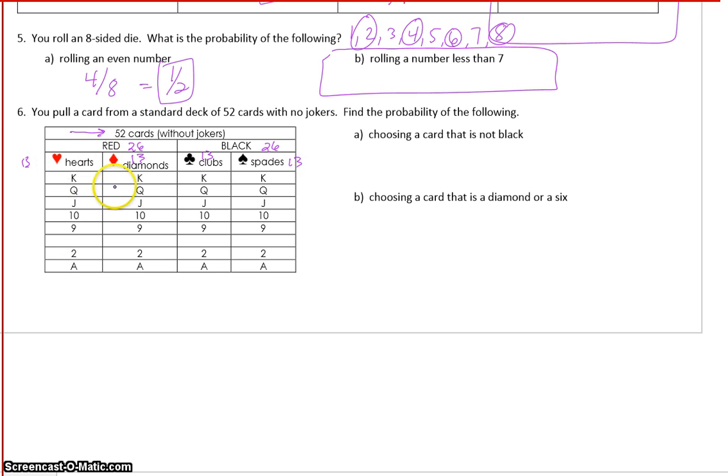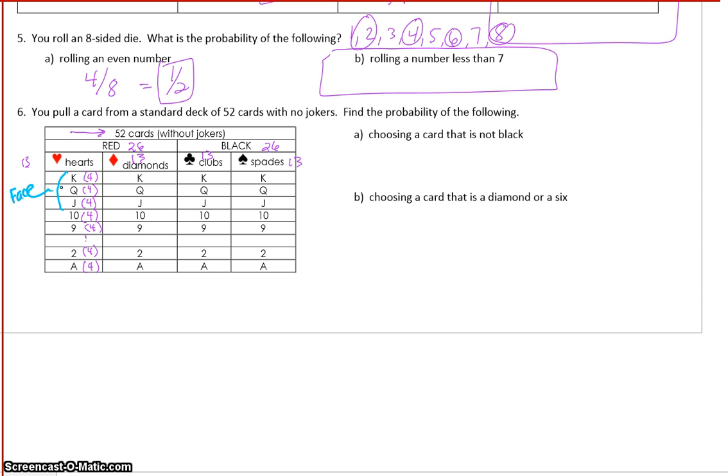Then in each suit, we have 4 kings, 4 queens, 4 jacks, 4 tens, 4 nines, all the way down to 8, 7, 6, 5, 4, 3, 2. There are 4 of those, and then ace. There are 4 of everything, and we'll do that for each suit. Now, something special to take note of is that kings, queens, and jacks are all face cards.